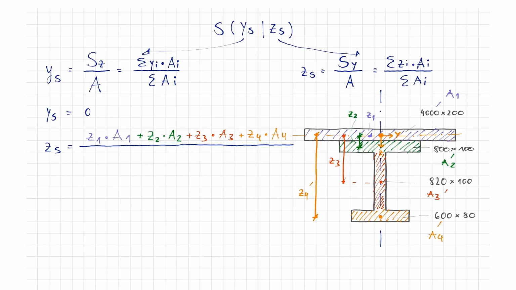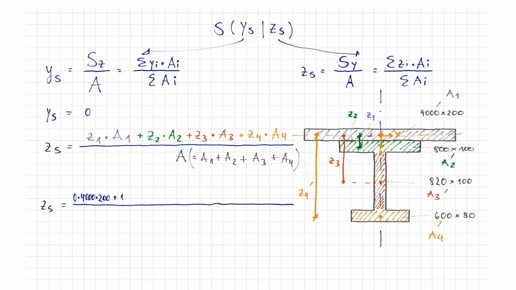Now we enter the values in the formula. Zero times 4000 times 200, plus 150 times the flange surface, plus the distance to the web center times the web surface marked in red, plus z4 of 1060 mm times the lower flange surface A4.